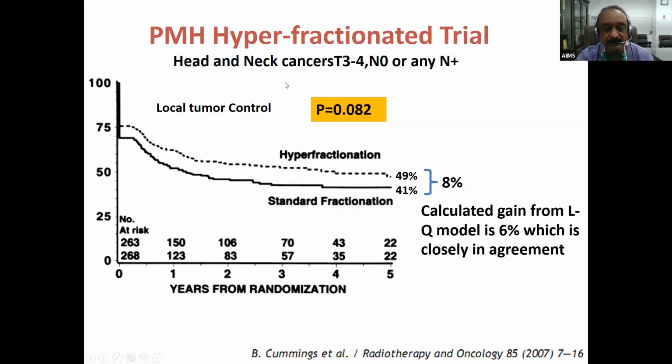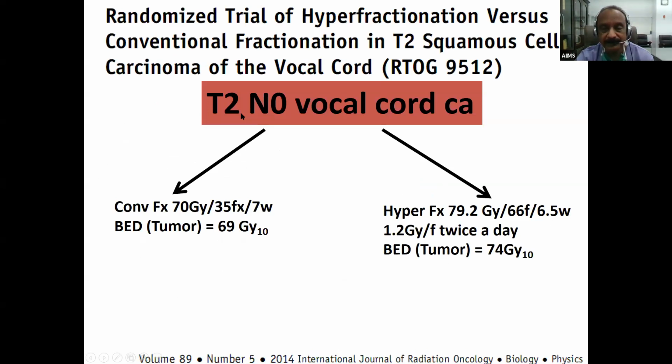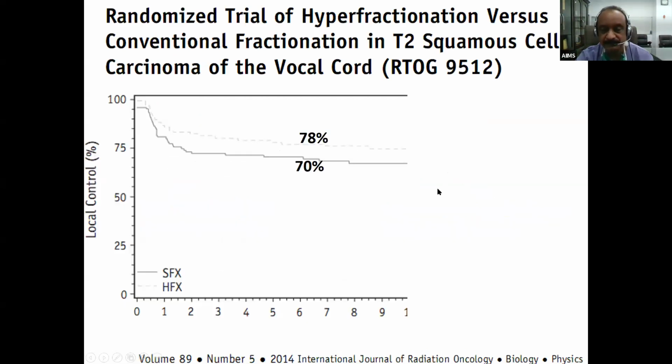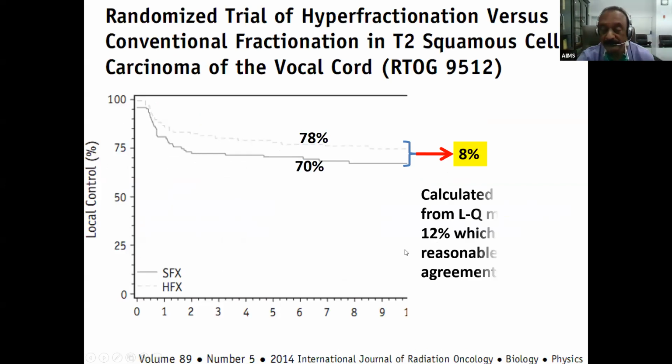Now, for vocal cord, this is the recent RTOG trial, conventional fractionation versus hyperfractionation. Again, if you see the difference in BED, there was 7% higher BED in the hyperfractionated arm. It should translate into a 12% improvement in tumor control, and look at the outcome. 8% improvement. So again, I can say reasonably okay in agreement with the calculated one from the linear quadratic model.